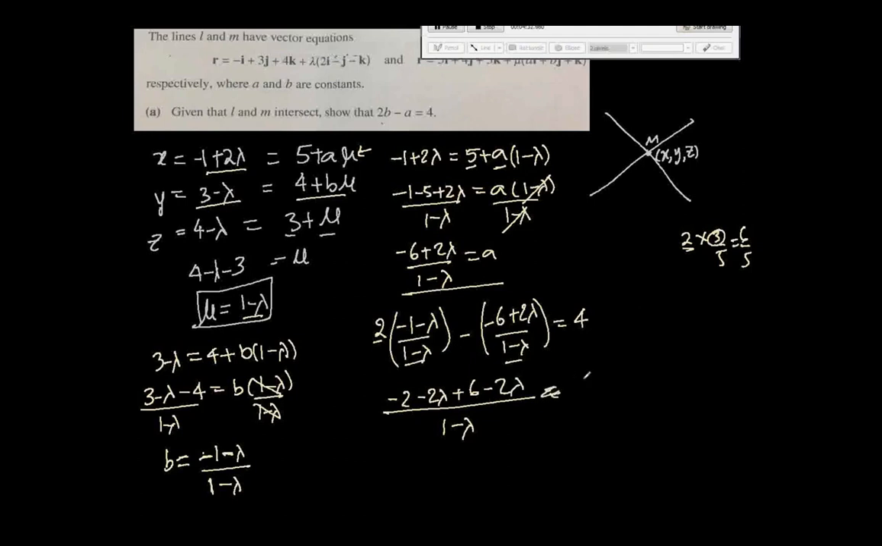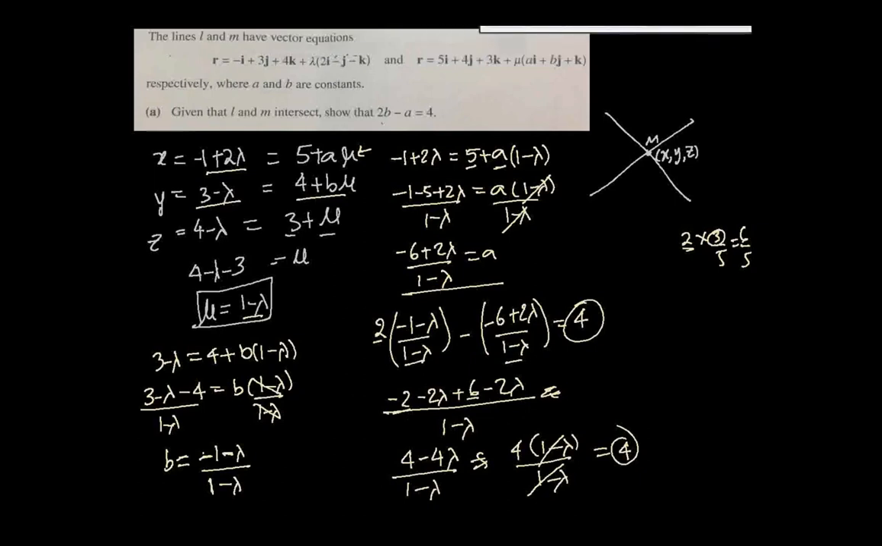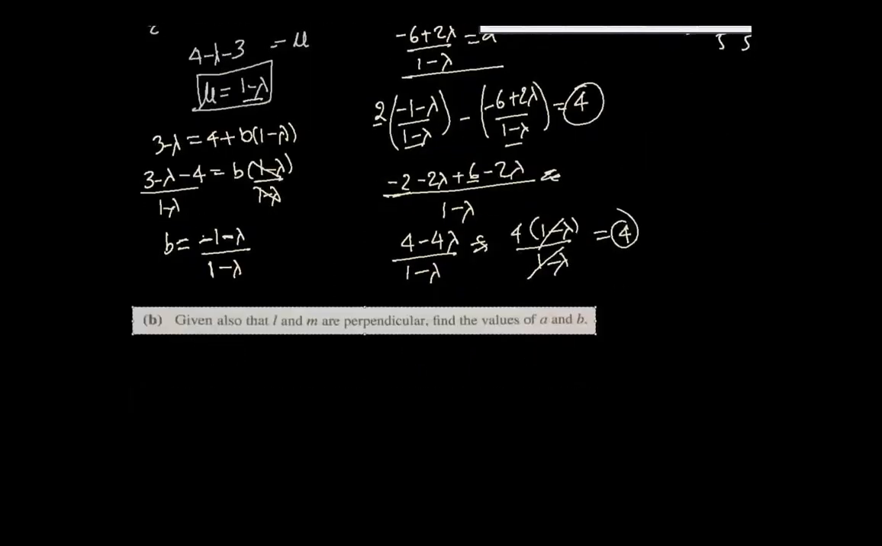So it has to be equal to 4. Okay, let me not write the right side. It will bias me. So minus 2 plus 6 is 4, minus 4 lambda, over 1 minus lambda. Let's take 4 common out of this. 4 times 1 minus lambda over 1 minus lambda, and voila, we got what we wanted. Just left with 4, which we wanted. We have shown this. Let's see what is the b part. And here is the b part.